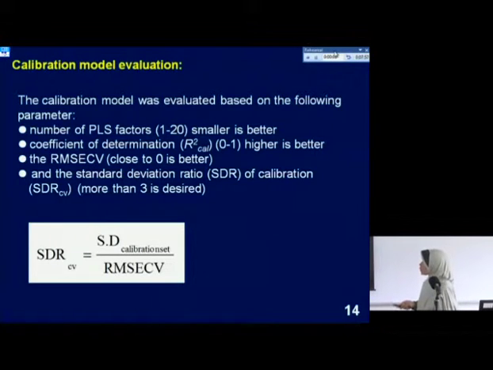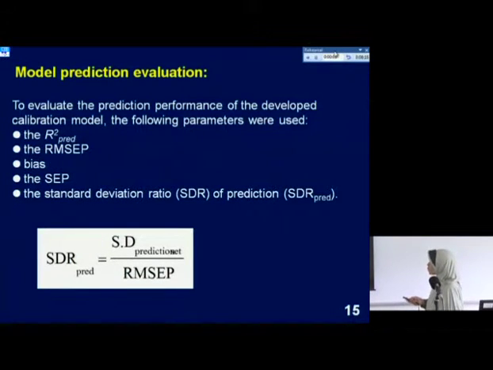And these parameters were used to evaluate the performance of the calibration model: the number of PLS factors, coefficient of determination, error of cross-validation, and standard deviation ratio. And these parameters were used to evaluate the performance of the prediction: R-square, error of prediction, bias, SEP, and standard deviation ratio.